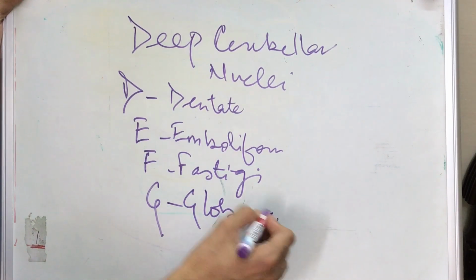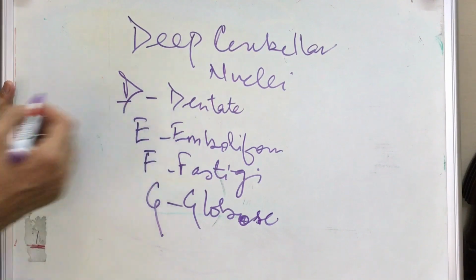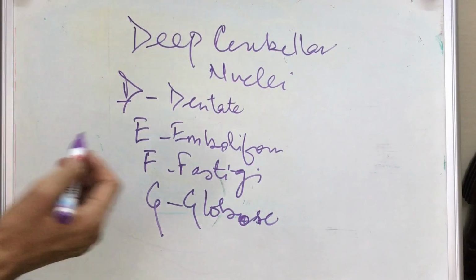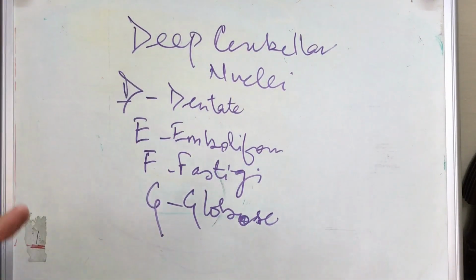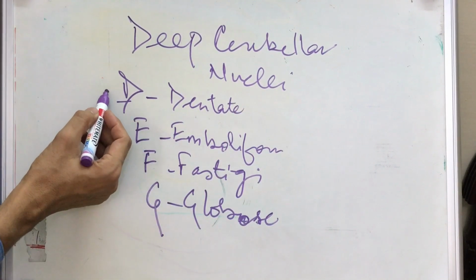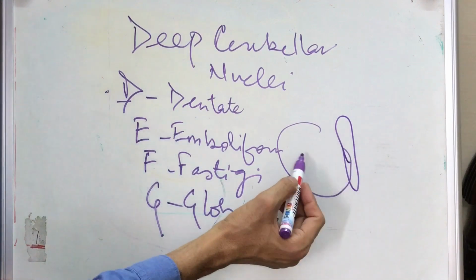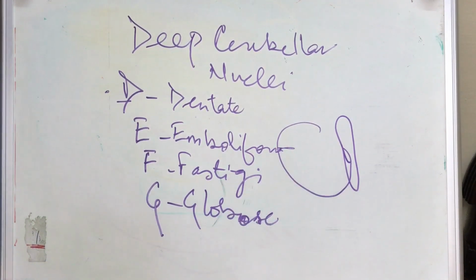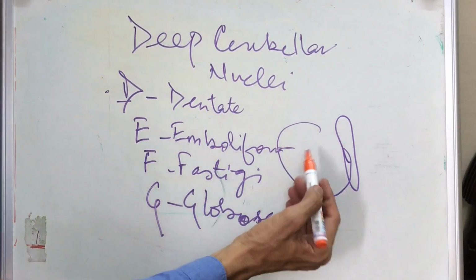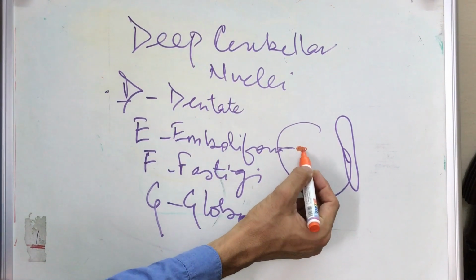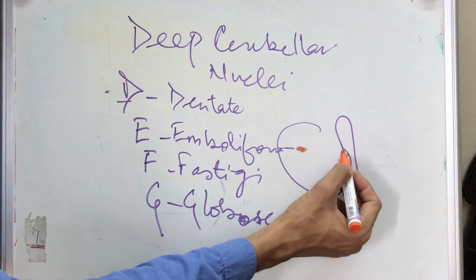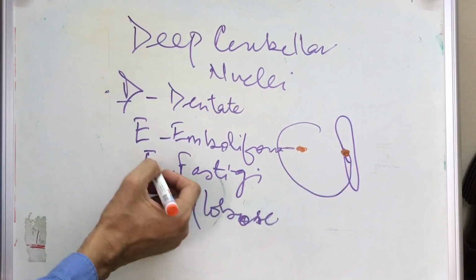Now these dentate nuclei are present within the medulla. This is the lateral most. Like say this is one cerebellar hemisphere, the outermost is the cortex, then within the medulla, the lateral most part is the dentate nucleus, and the medial most part is the fastigial nuclei.